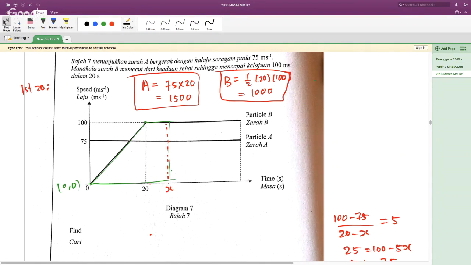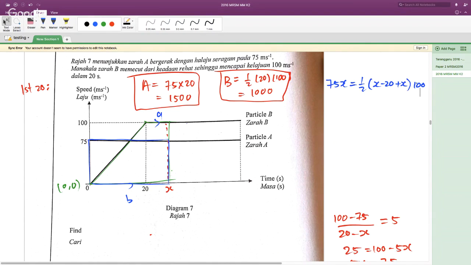So that means at a certain time both of them should have the same distance. Let me use blue color for particle A. Particle A is just a rectangle, so it's just X multiplied by 75, so I can call it 75X. It equals particle B. Particle B is a trapezium, so it will be half (A plus B) times height. This is A and this is B, isn't it? A is X minus 20 and B is X, and then multiply by the height, which is 100.